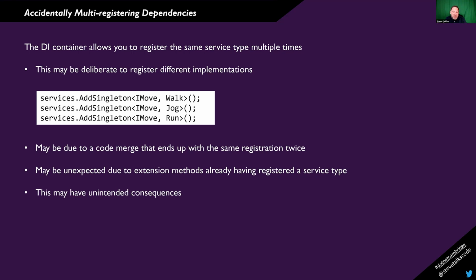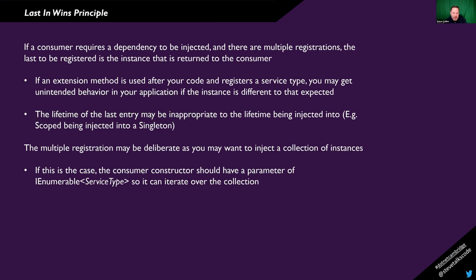For example, you may have a source code merge that's gone wrong, so the same line appears twice in your code, so you've registered something twice. You may have some extension methods registering a different implementation to the one you're registering without you knowing about it, especially if you're using third parties and some of the common classes. Whatever the reason, there can be unintended consequences because of the way the container works. Namely, it works on a last in wins principle. So if you call an extension method after your registration, it'll be the extension method's implementation that'll be the one that gets resolved by the container.